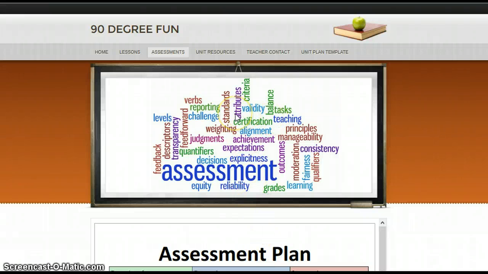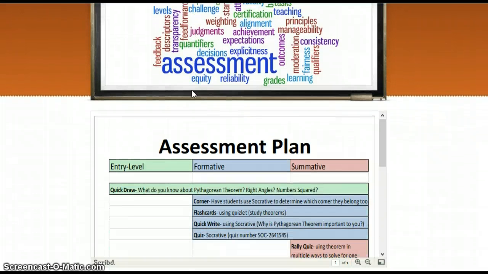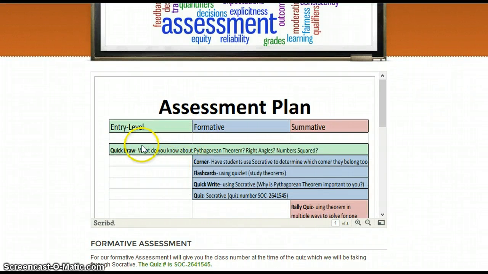Now, after the lessons, we will begin to look at the assessment page. On my assessment page, I have an assessment plan. For entry level, which is green, I have a quick draw, where they will do what do you know about the Pythagorean theorem, right angles, and numbers squared.